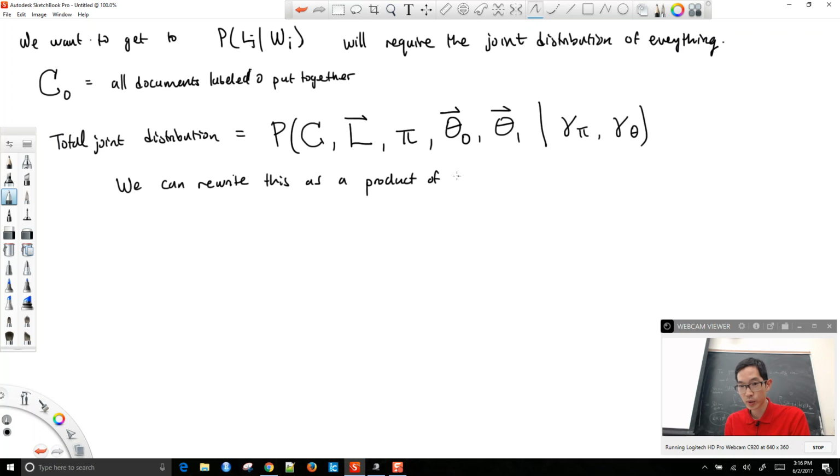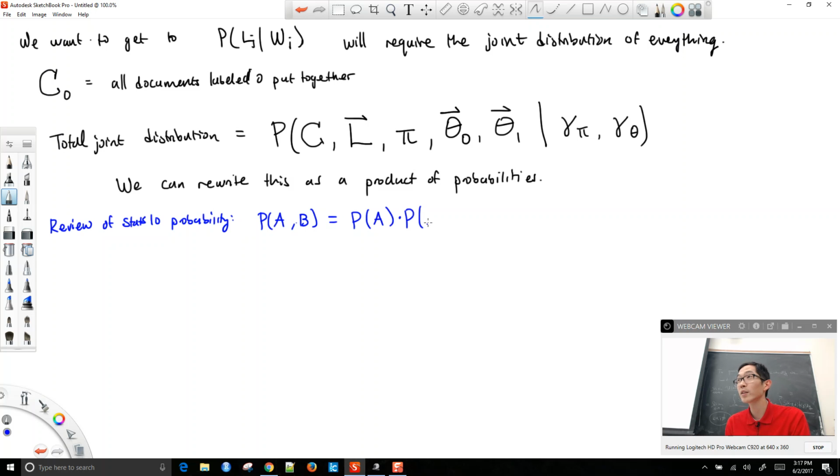Product of probabilities. All right, and then this is a basic review of your Stats 10 probability rule. We can say the probability of A and B, or A comma B, is equal to the probability of A times the probability of B given A.